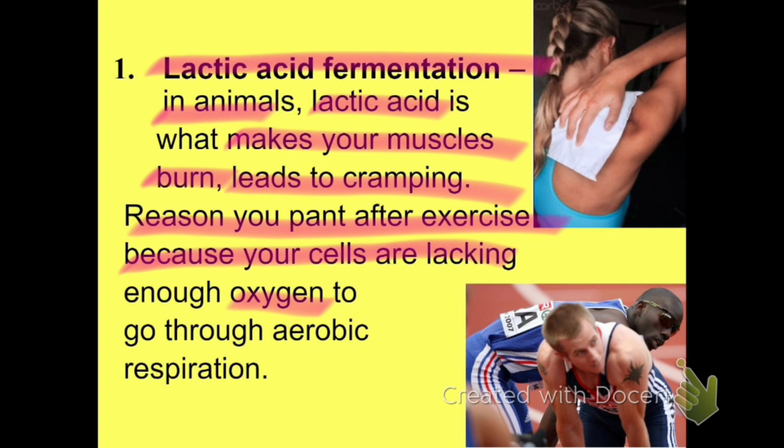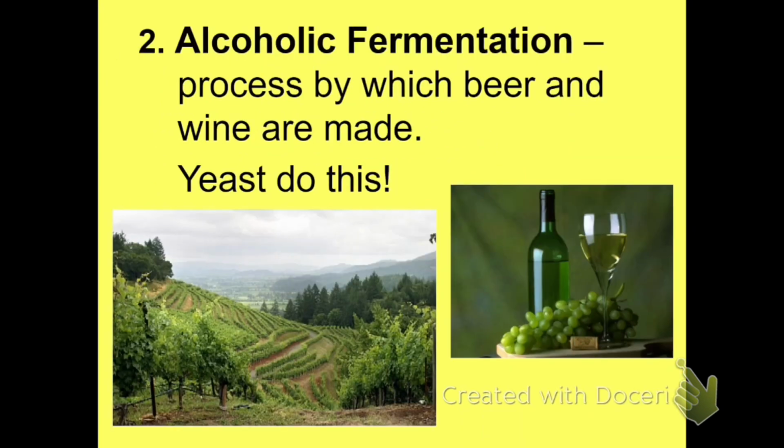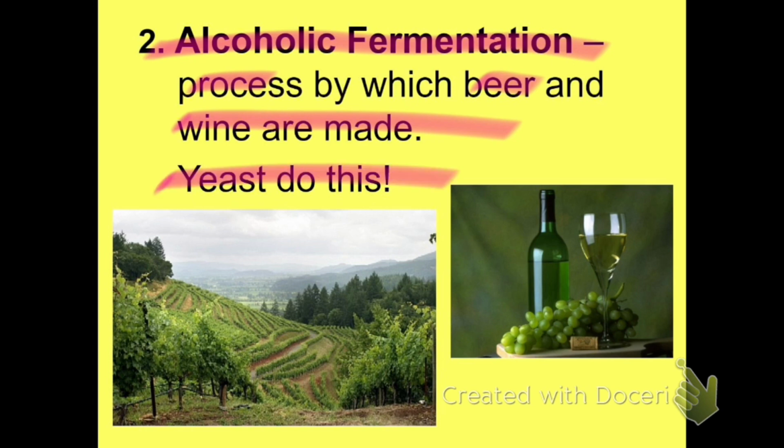All right, here we go. New heading, new ink, left-hand column. Alcoholic fermentation. This is the process beer and wine are made. This happens in yeast. So our bodies are not doing this, but it does happen to cells such as yeast cells.